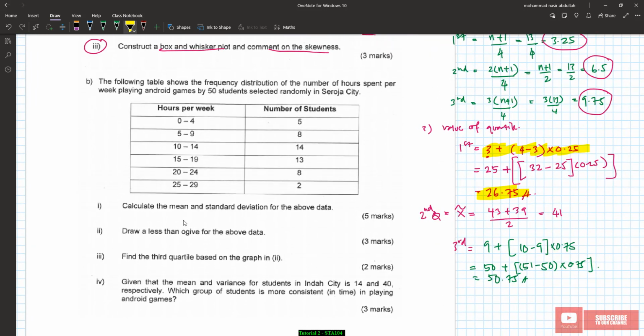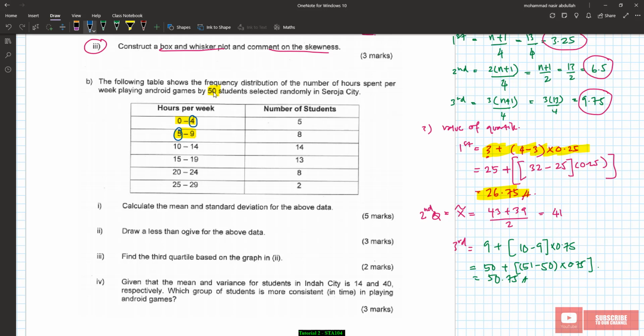For question B, alright, question B. The following table shows the frequency distribution of the number of hours spent per week playing Android games by 50 students. So we have 50 students selected randomly. So this is the number of hours per week. If you look at this table, for each class, the upper class limit for the first class is not equal to the lower class limit for the second class. So this is not a class boundary. This is a class limit, right?